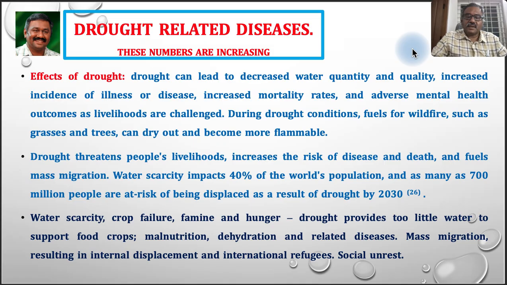Water scarcity, crop failure, famine, and hunger. Drought provides too little water to support food crops. Malnutrition, dehydration, and related diseases can happen. Mass migration, resulting in internal displacement and international refugees and social unrest can happen.